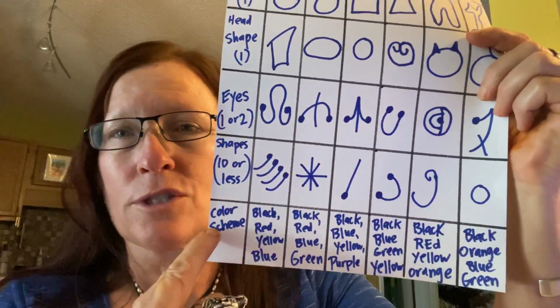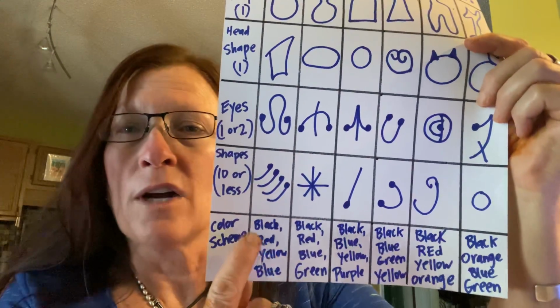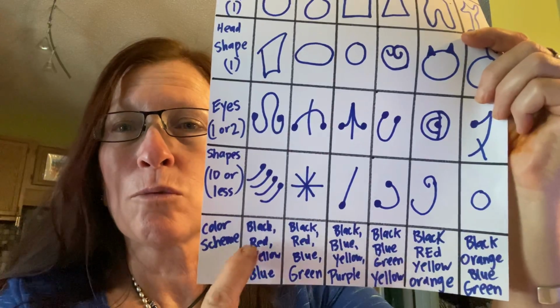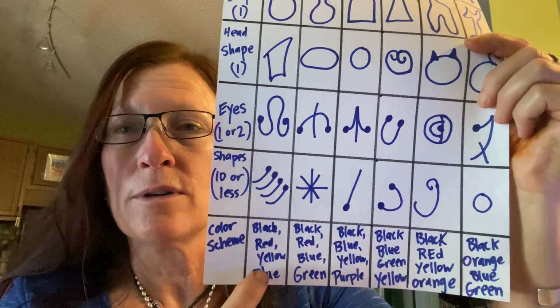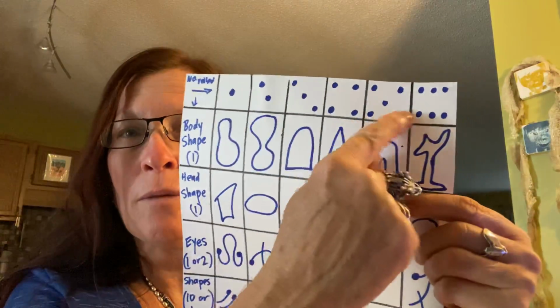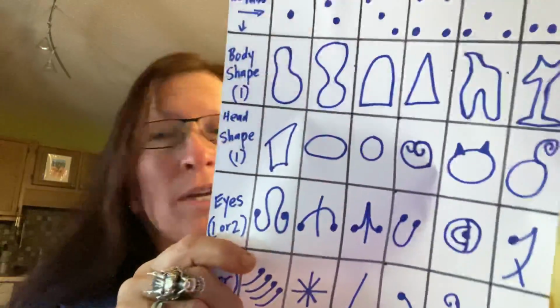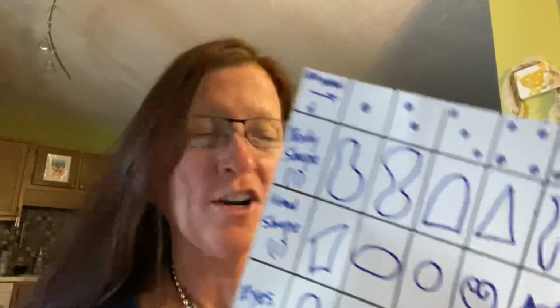And then your color scheme. So if I roll a 1, then I am going to use black, red, yellow, and blue. Each time you roll your number, it tells you which one you're going to use. So let's go ahead and get started on this, and let's do a couple of these together.